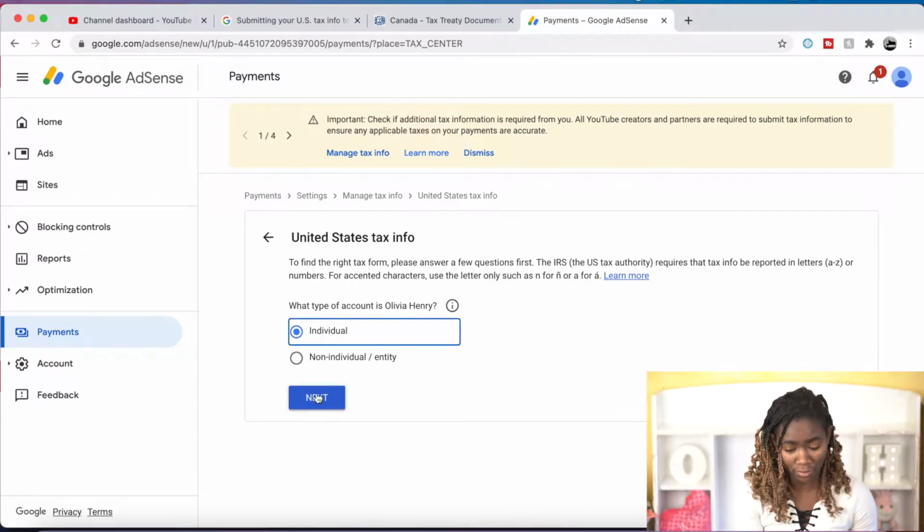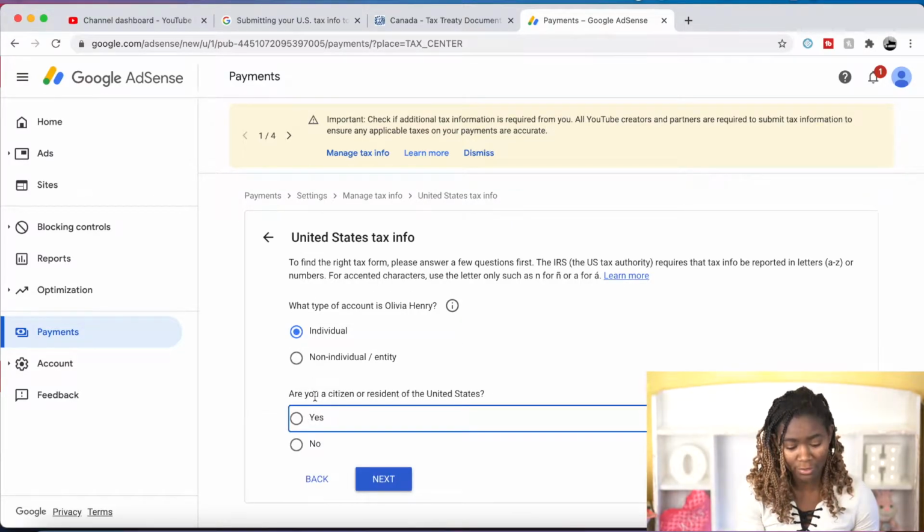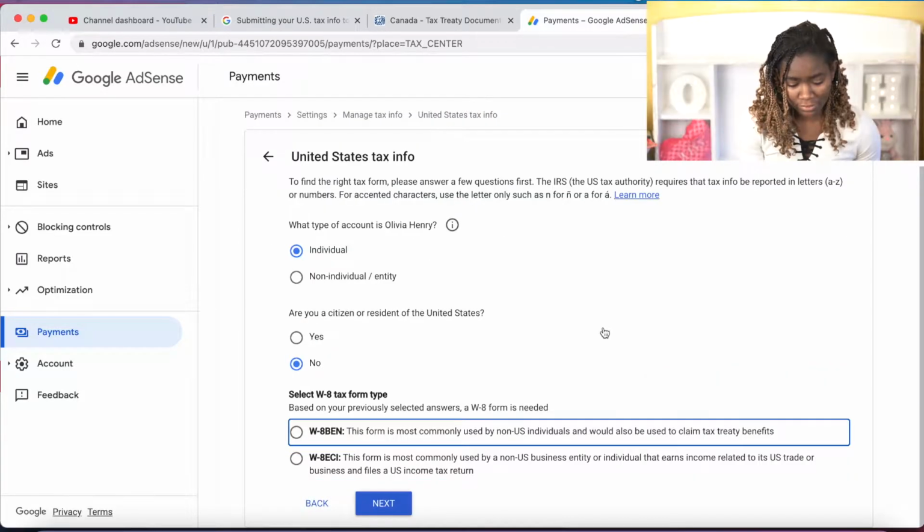So individual. Next. Are you a citizen or resident of the United States? No, I am not. Based on your previously selected answers, a W-8 form is needed. A W-8 BEN. This form is most commonly used by non-U.S. individuals and would also be used to claim tax treaty benefits.